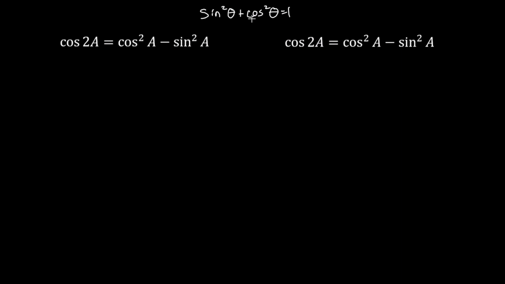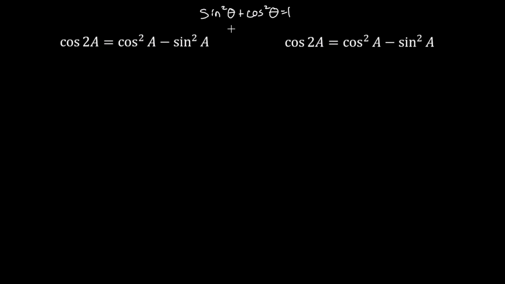This is your Pythagorean identity, and as hard as you try, it will be impossible for you to rearrange it to get cosine squared theta, or A, it's just a variable, minus sine squared variable. It is impossible to rearrange Pythagorean identity such that it looks like this. But we can use Pythagorean identity.